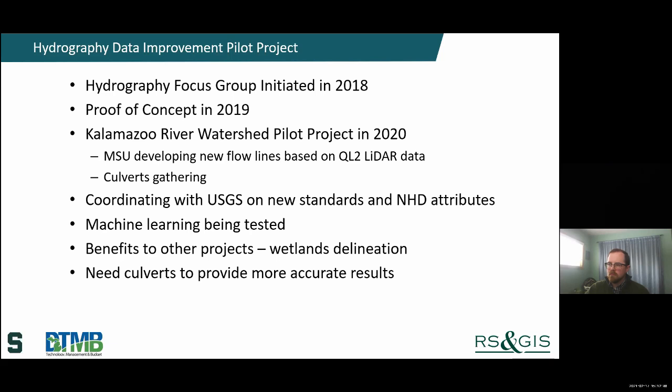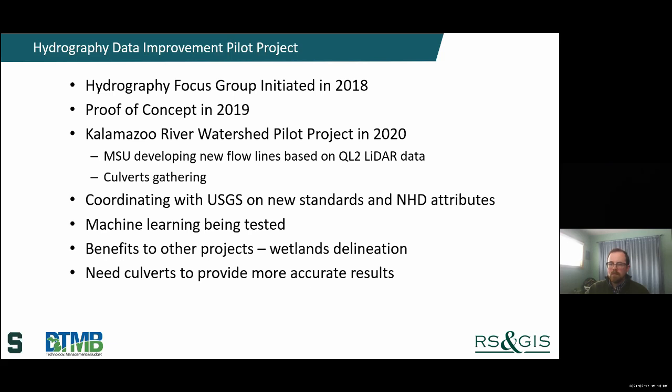They did a proof of concept with 3 small areas, different areas of the state, different topography, and tested out some methodologies for developing the flow lines, new flow lines based off of that QL2 LiDAR data. That proof of concept went well. We looked at what can we do in 2020. And the focus group decided, let's try to do a watershed.